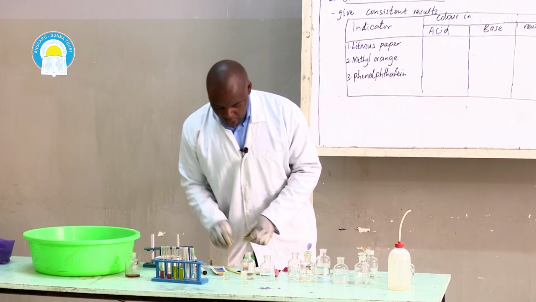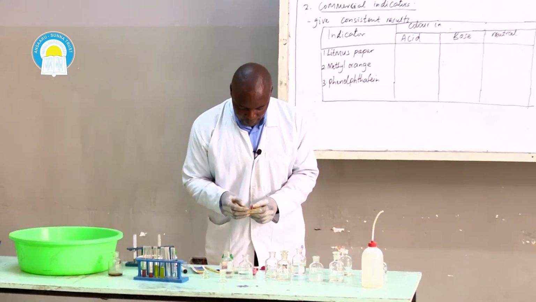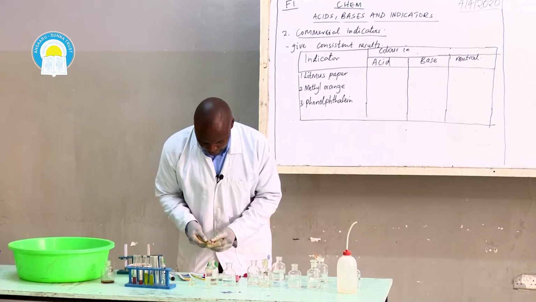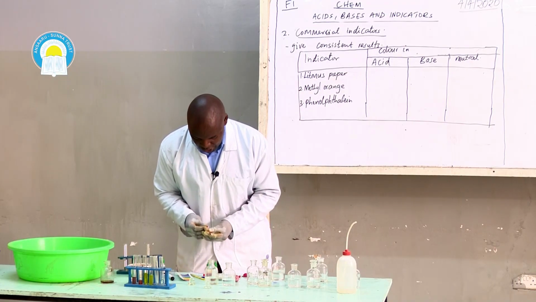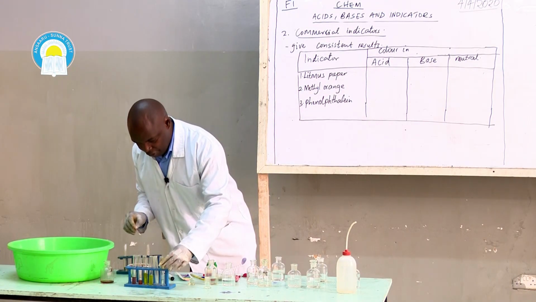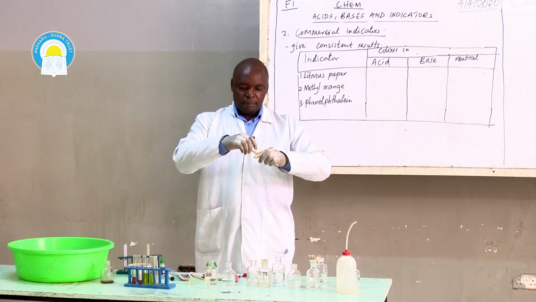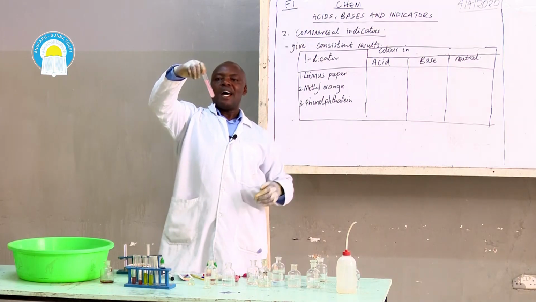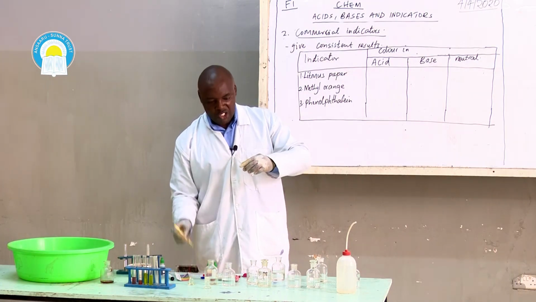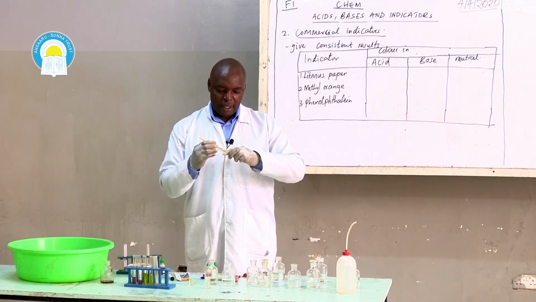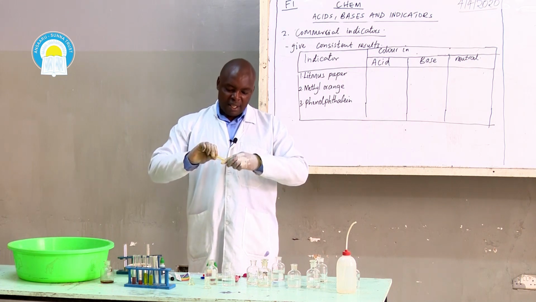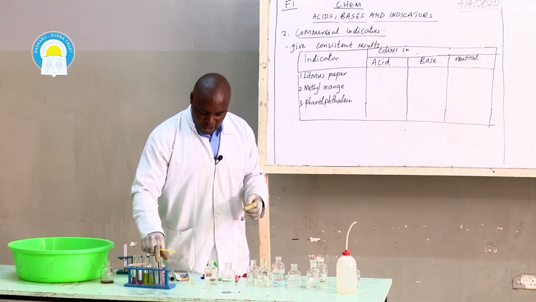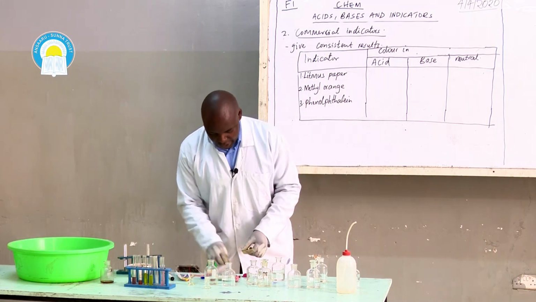Let me see for red litmus paper, just for the sake of it, whether red litmus paper is going to change. Now we can have hydrochloric acid. You see the litmus paper remains red. Hydrochloric acid, litmus paper remains red. But if the litmus paper is blue, blue litmus paper turns red.